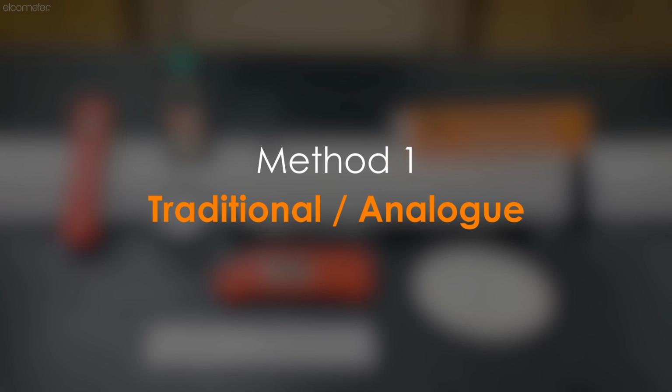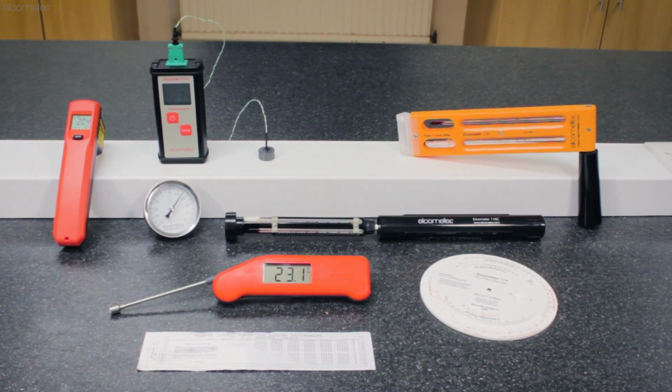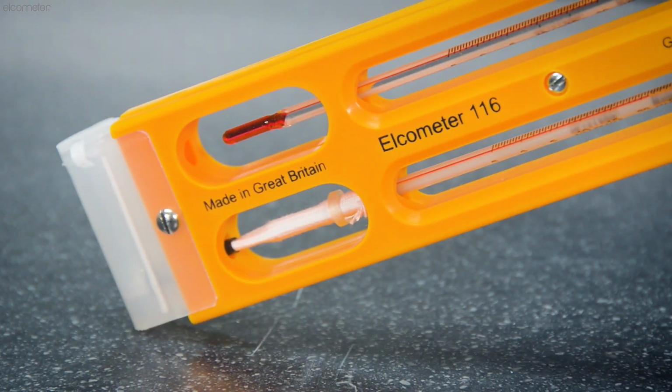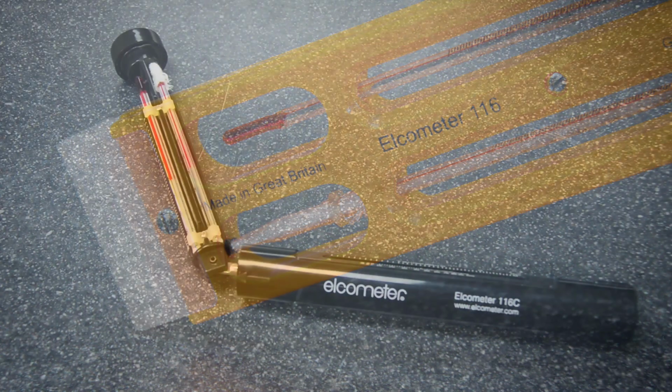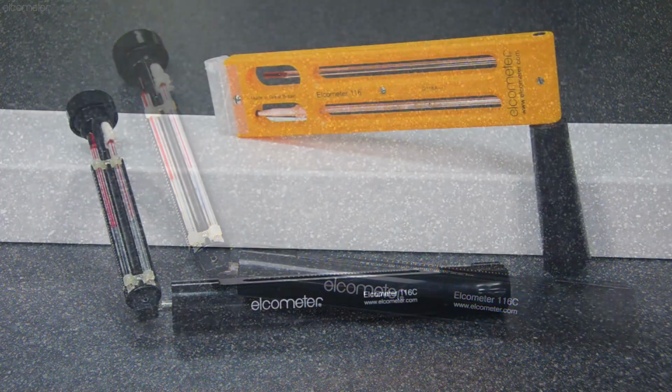So, how do you actually measure and calculate the key climatic parameters? Well, there are two main methods you can follow. The traditional method requires multiple pieces of equipment to complete. The first piece required is the Whirling Hygrometer, also known as a Sling Psychrometer, and it's used to measure the wet and dry bulb temperatures. These temperatures are then used to work out the dew point and relative humidity.